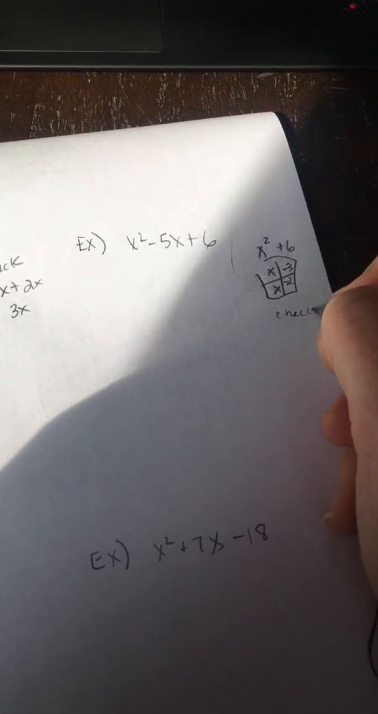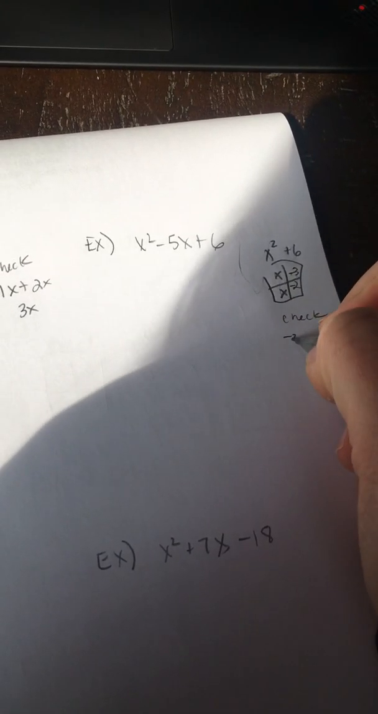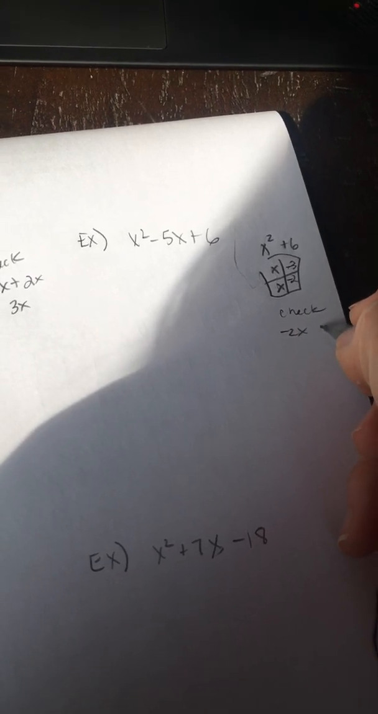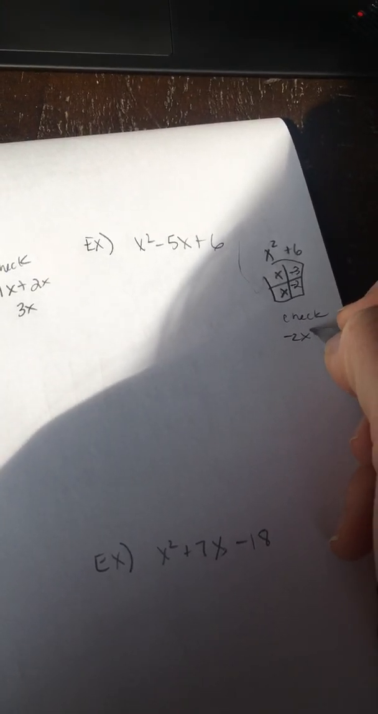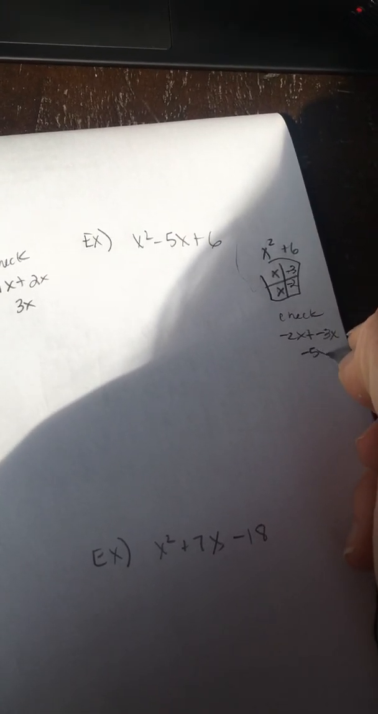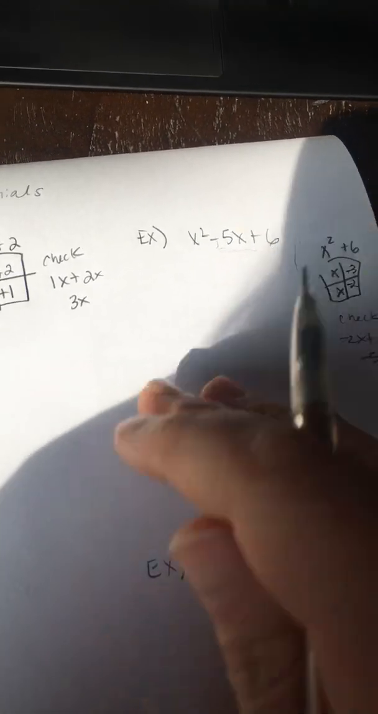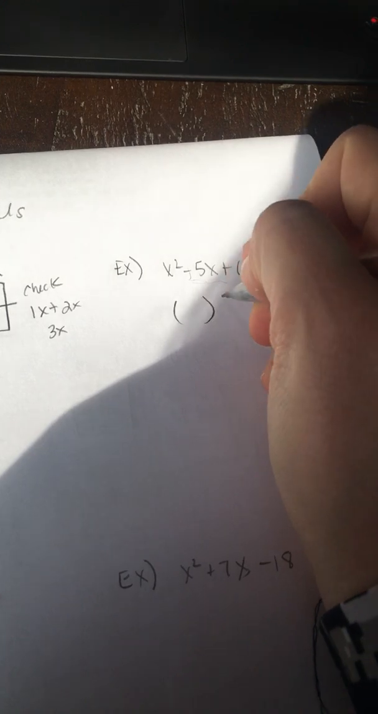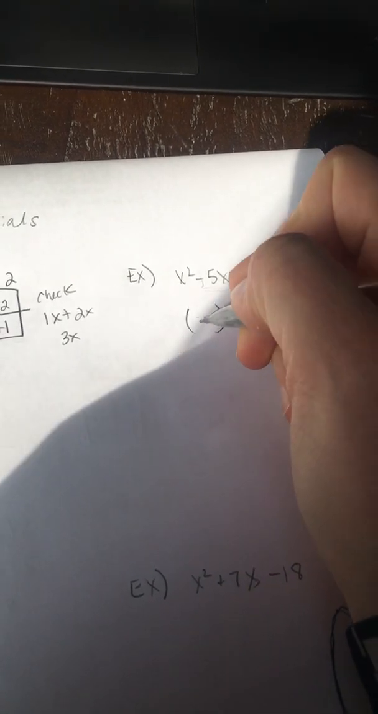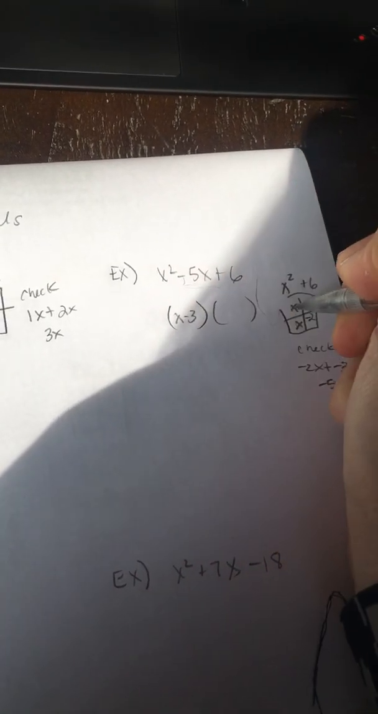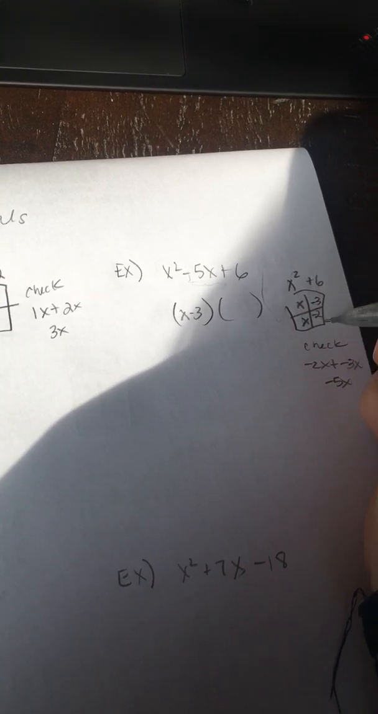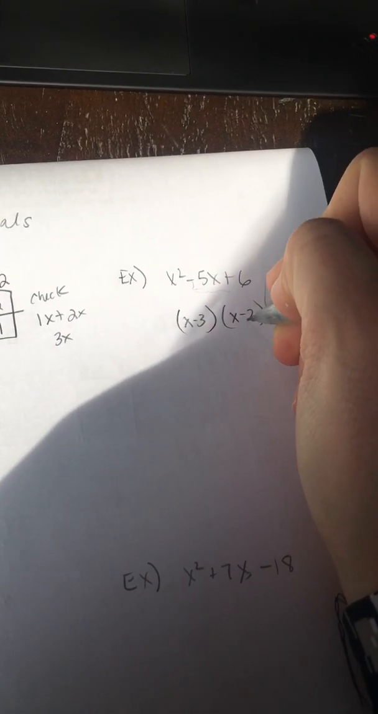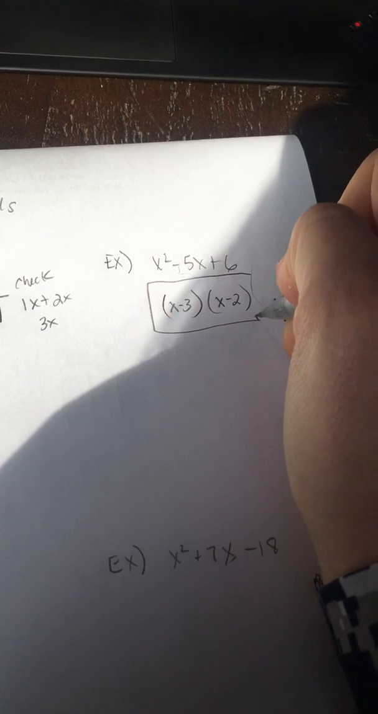So the check is going to be this diagonal, negative 2x. This diagonal, negative 3x. Add those together, negative 5x. Does that match our middle term? It does. Two sets of parentheses. In my box, I see x minus 3 when I read across and x minus 2 when I read down.